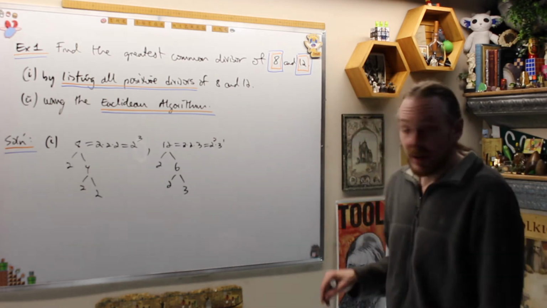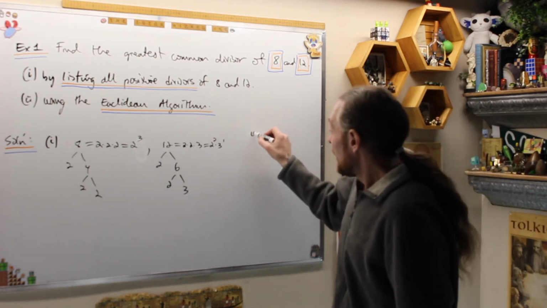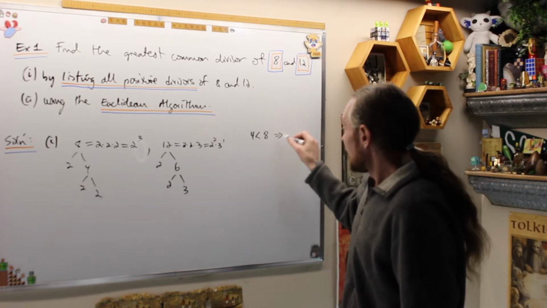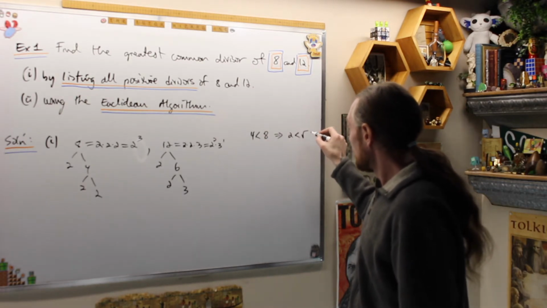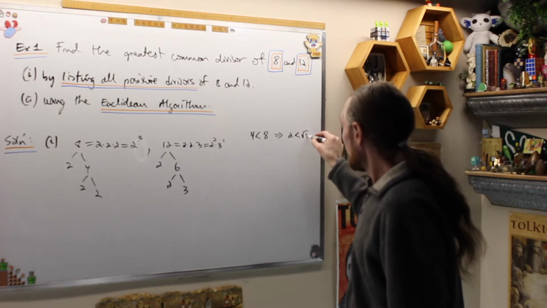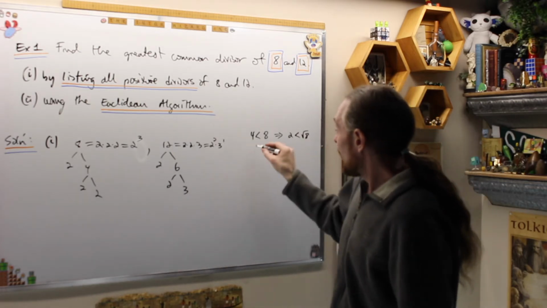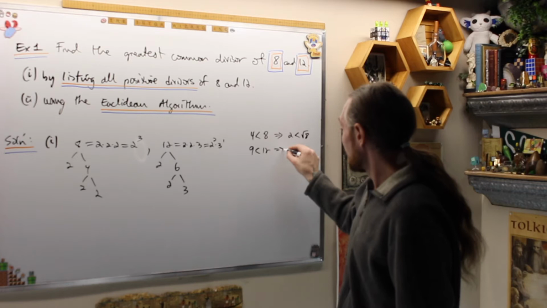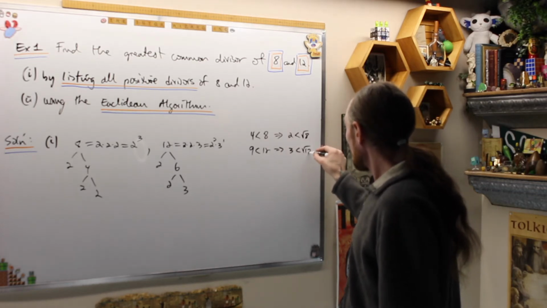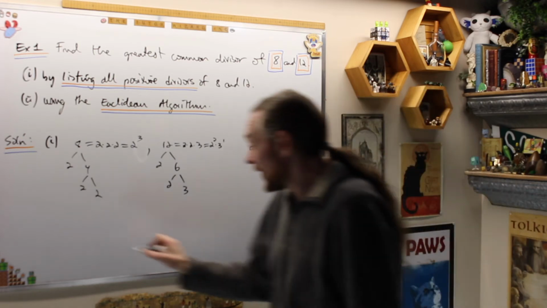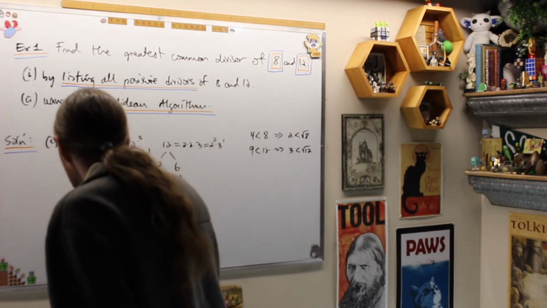I find the perfect square just less than 8, so that's going to be 4 is less than 8, so that says that 2 is strictly less than the square root of 8, and for 12 I'm going to have 9 is less than 12, so this says that 3 is strictly less than the square root of 12. Why is that useful for me? Then I can get these little boxes.